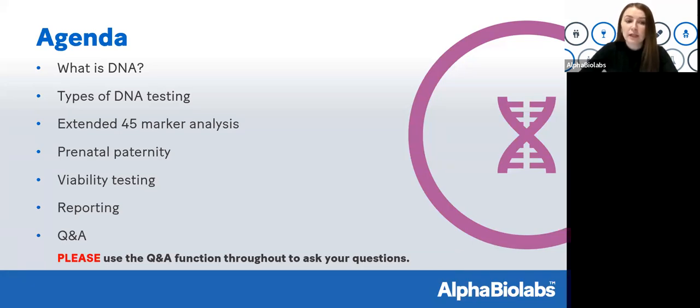We'll then move on to looking at prenatal paternity testing that we can offer for you as well, if that is suitable, and in what type of circumstances you may look to use that type of test. We'll discuss what is on offer if you have someone who maybe has passed away and is no longer available to provide a sample, and the options for that, which is known as a viability study. I'll then talk briefly about reporting, what your options are once the report is ready to be issued, and then we'll have a question and answer session at the end.